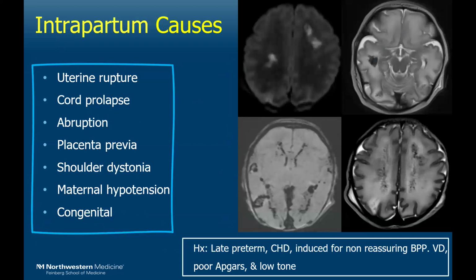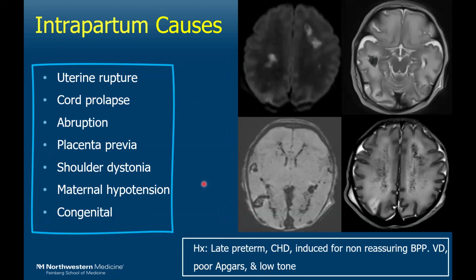Next, we'll go on to the intrapartum causes, which are well known. So here's a list of a few: uterine rupture, cord prolapse, abruption, but all of these basically pertain to a sentinel event. And then I want to highlight again that history is key in trying to parse out what the potential cause could be. And here is another case example.